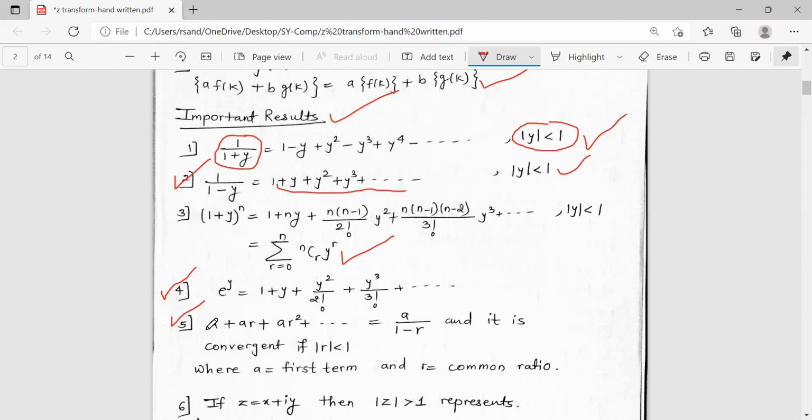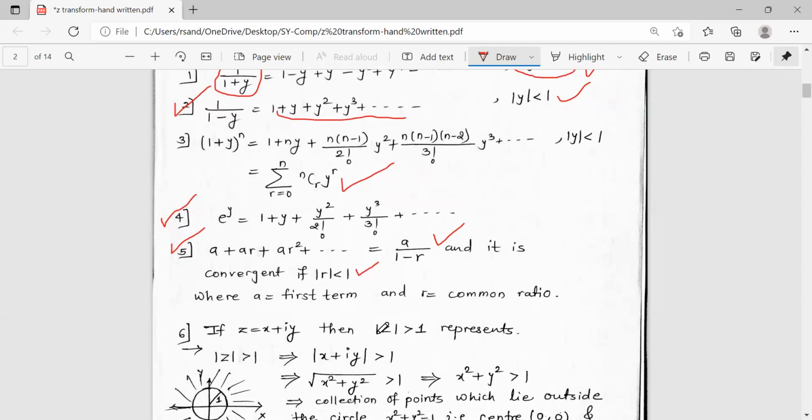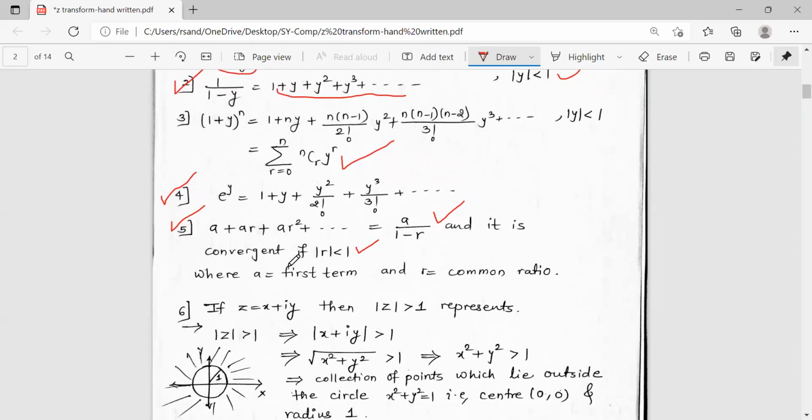Formula number 5, you can write down, whose summation answer is A upon 1 minus R. This is the summation for the infinite sum, and it is convergent for modulus of R less than 1. Okay, so please write correctly. This series is also very important, and we will be using it, in which A is the first term, R is the common ratio. Common ratio, as I told you just now, is a constant: second upon first, third upon second, fourth upon third, and so on.